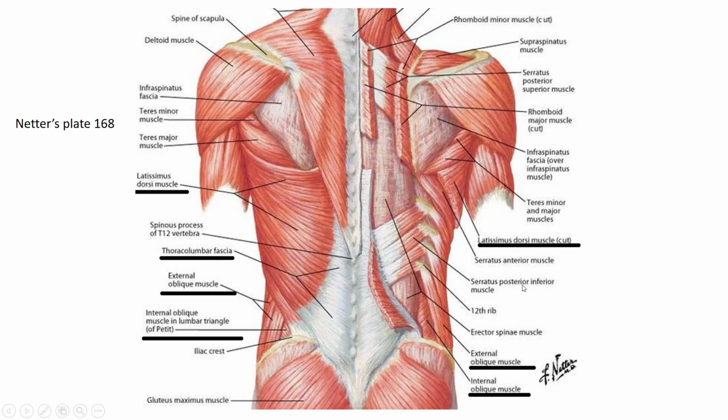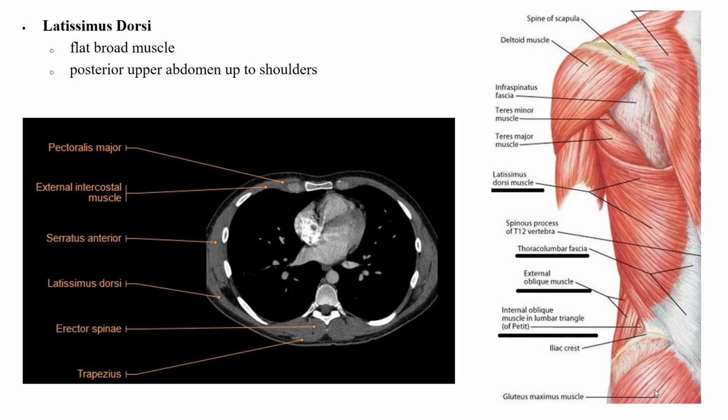The latissimus dorsi is a flat, broad muscle that extends from the shoulder blade area to the top of the pelvis. So it's superior to the pelvis and a little bit inferior of the shoulder blades, although it does come up and extend just beyond the shoulder blade there.